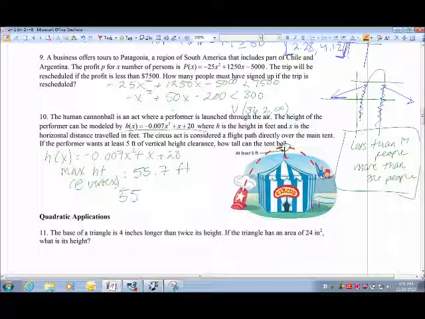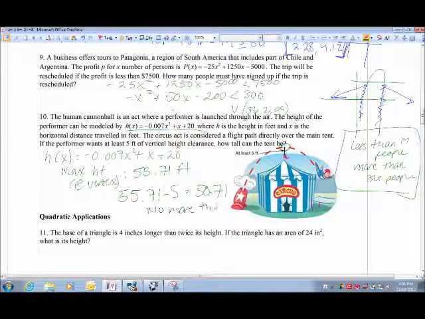So we have 55.71 minus 5 equals 50.71. So the tent can be no more than about 51 feet.